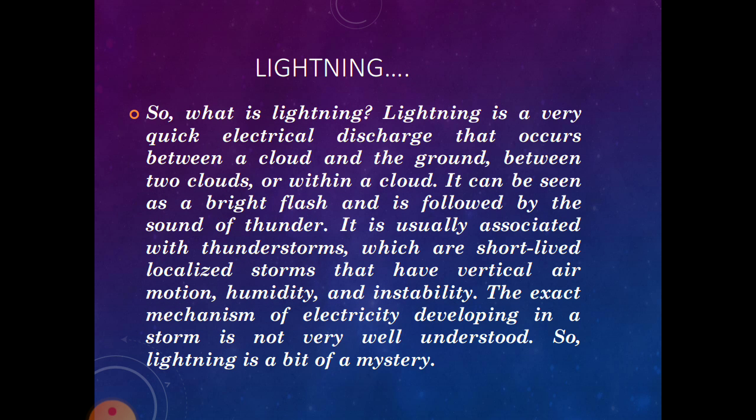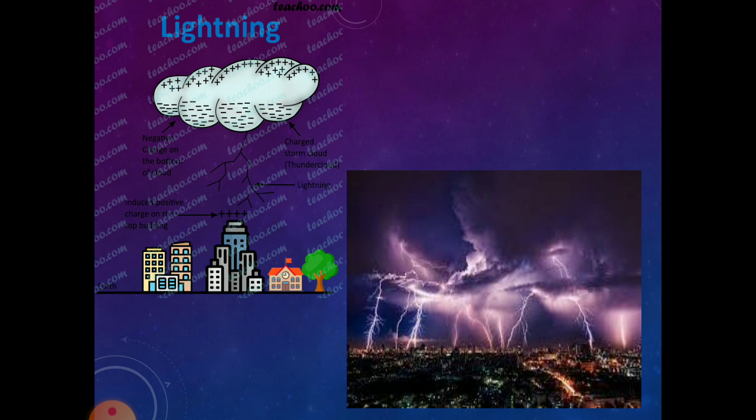Lightning. So what is lightning? It is a very quick electrical discharge that occurs between a cloud and the ground, between two clouds, or within a cloud. It can be seen as a flash and is followed by the sound of thunder. It is usually associated with thunderstorms, which are short-lived localized storms that have vertical air motion, humidity and instability. The exact mechanism of electricity developing in a storm is not very well understood. So, lightning is a bit of a mystery. The images which you can see show the lightning.